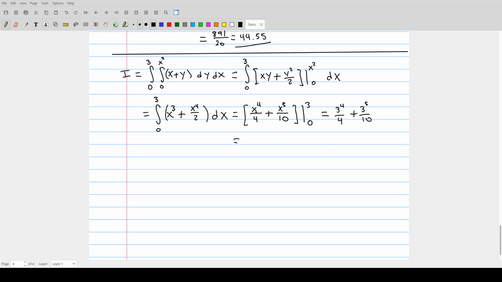which not surprisingly will, when you bring this to common denominator and simplify everything, reduce to 891 over 20, or 44.55, which not surprisingly, due to the great Fubini, is the same value as the other integral that we calculated. I guess it's appropriate here to say thank you, great Fubini.